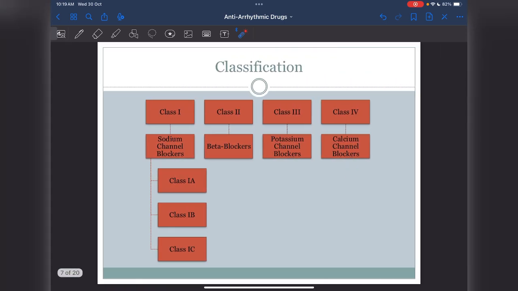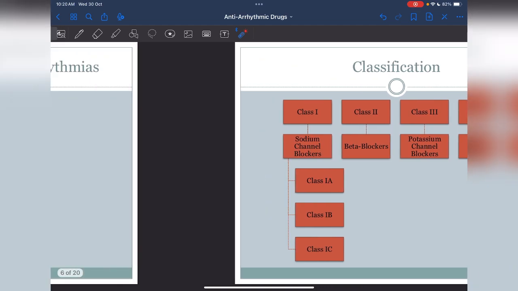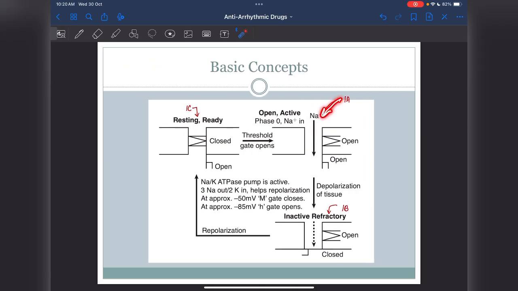Okay, so now coming to the classification book. This is one of the most important pages that you have to learn. If you learn this, you at least have something to write in your exam. But if you are targeting Step 1, you have to know about each of these drugs in detail, which we are going to study further. So there is class 1 drug, class 2 drug, class 3 drug, and class 4 drugs. Class 1 drugs are sodium channel blockers, and they are further divided into 1A, 1B, and 1C. We have just studied how they act. 1A acts on activated sodium channels, 1B acts on inactivated sodium channels, and 1C acts on resting sodium channels.